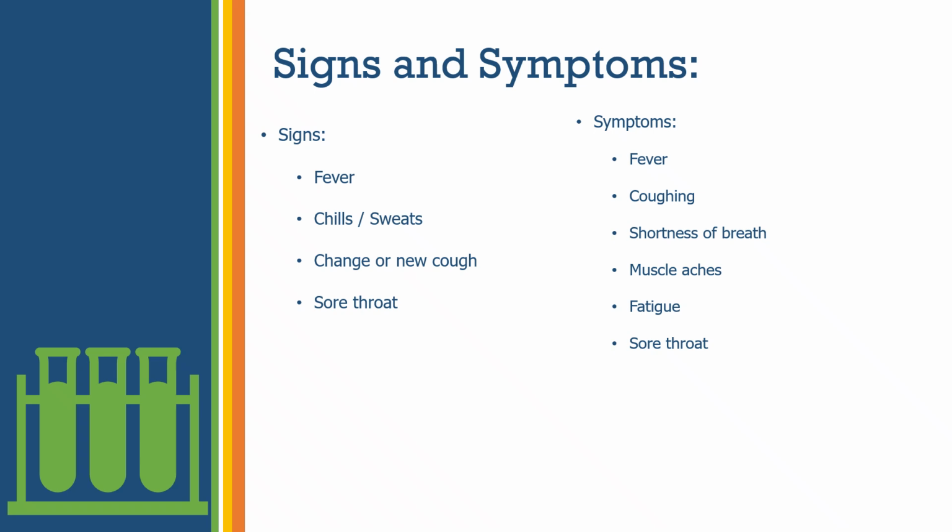Signs and symptoms are two categories of characteristics that can be present when an individual becomes infected by a disease. On one hand, you have signs. They are objective and can be measured. Common signs include fever, chills, sweats, change in cough or a new cough, and sore throat.